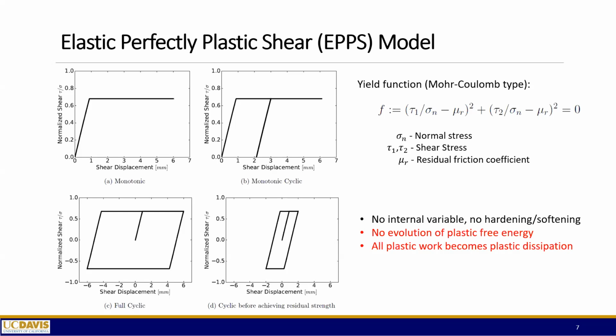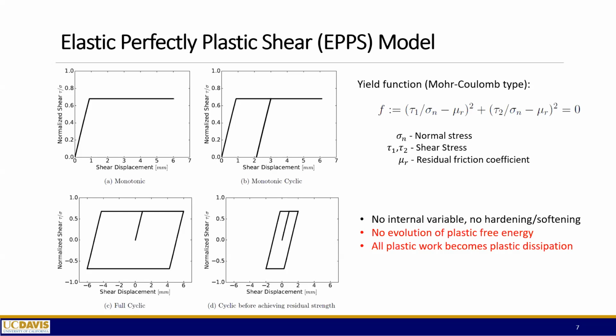Okay, so the point for this model is that there's no internal variable, there's no hardening or softening, and the important part is that we have established that the plastic free energy is physically related to the evolution of the microstructure of your material, and that is modeled by the internal variables or by the hardening and softening laws. So when you have no internal variable in the model, there's no evolution of plastic free energy. That also means that all the plastic work will become the plastic energy dissipation for this specific model.